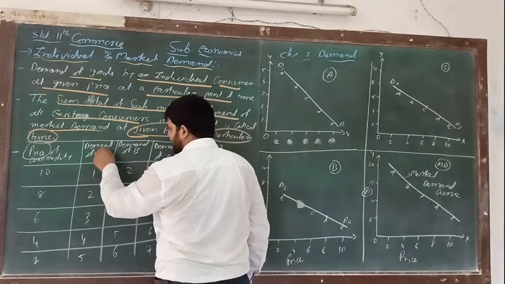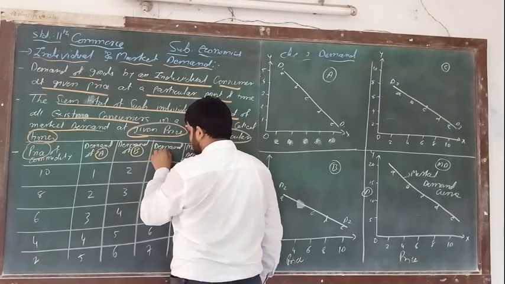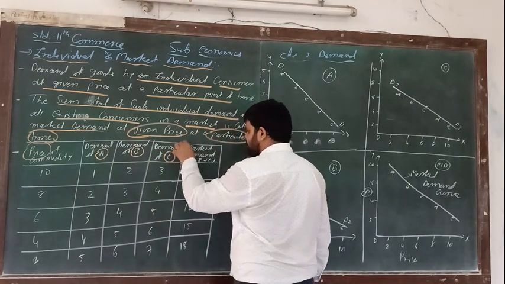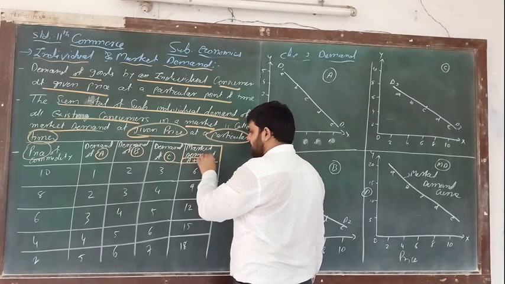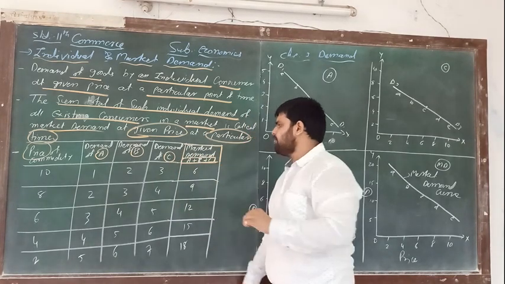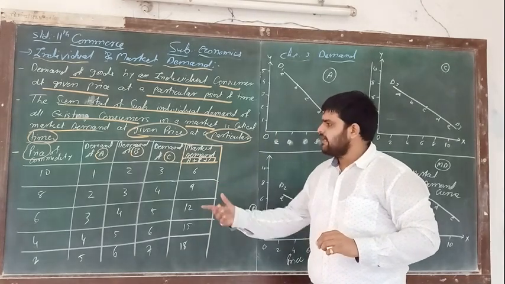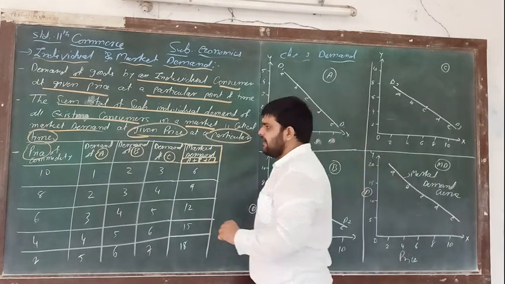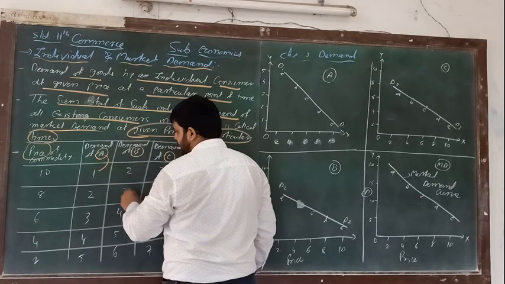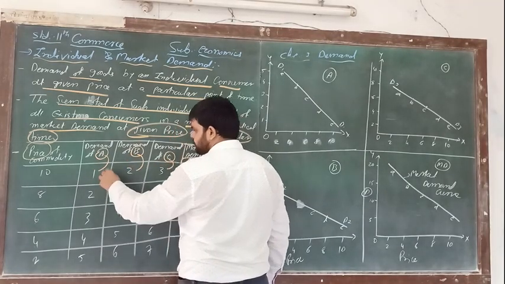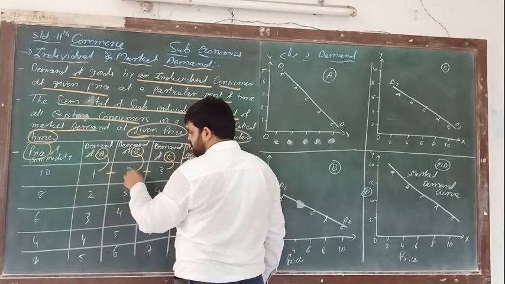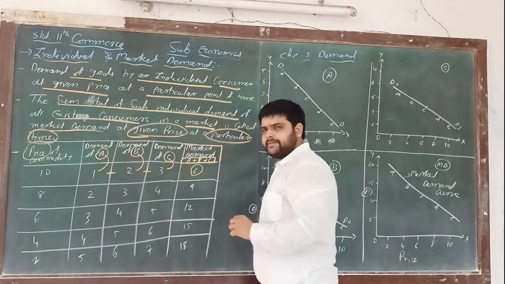Here is the demand of person A, B and C, and in the last column we have the total demand. It means the total of A, B and C. So here we can see when the price is 10 rupees, person A demanded 1 item, B 2 and C 3. So market demand is 1 plus 2 plus 3, that is 6 units.